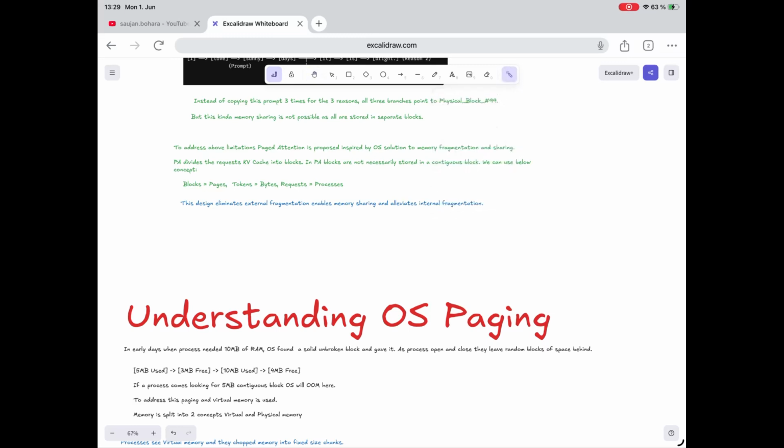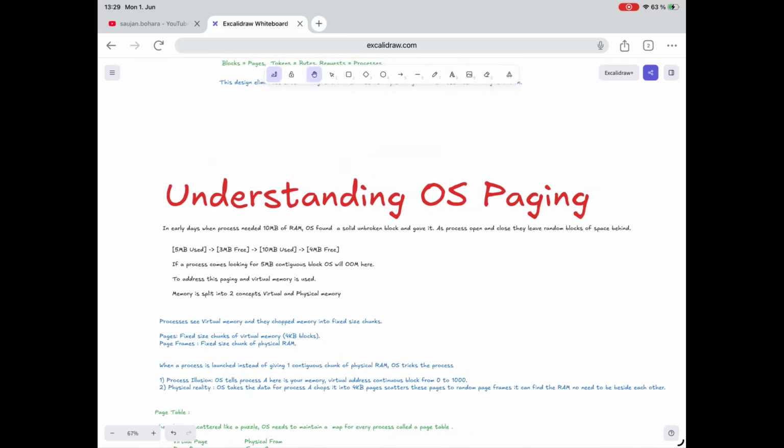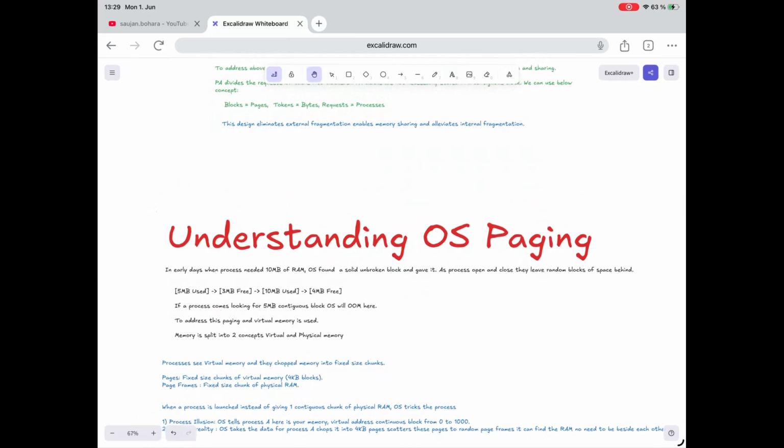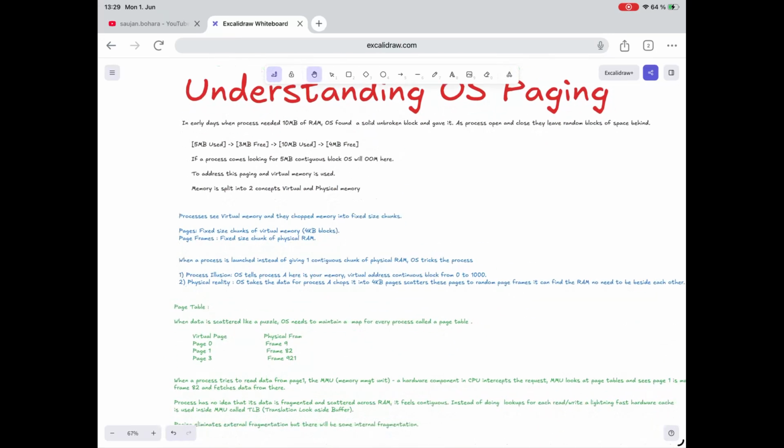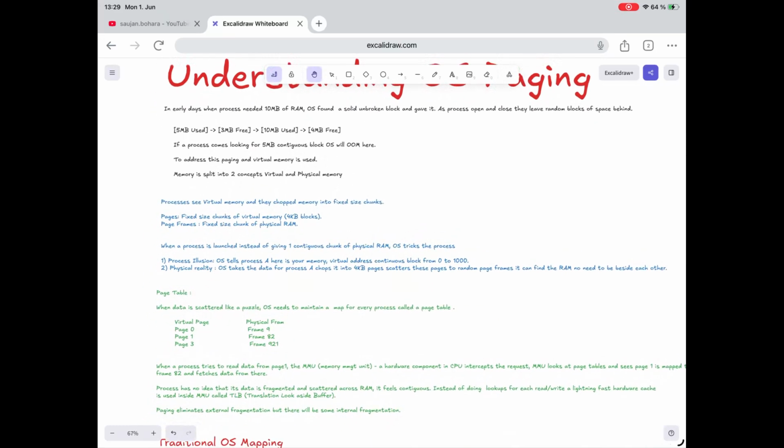vLLM was kind of inspired by the OS solution to memory fragmentation and sharing, and based on this they came up with a solution called PagedAttention, right? So how exactly did they get inspired, and what kind of problem was the OS paging solving, right? So let's understand this first before we get into the vLLM thing. And just remember this part, right? Blocks are pages, tokens are bytes, requests are processes. We will come back to this later on, but let's first understand the whole OS paging issue, and then we'll go into how it's implemented in vLLM.